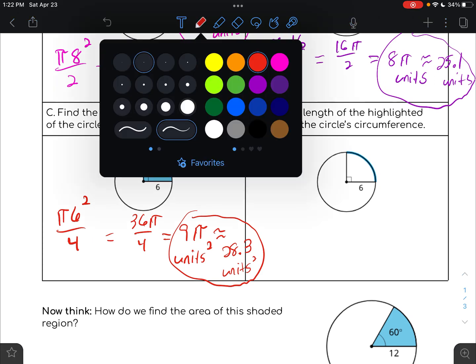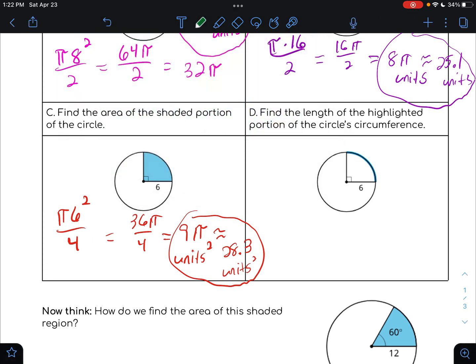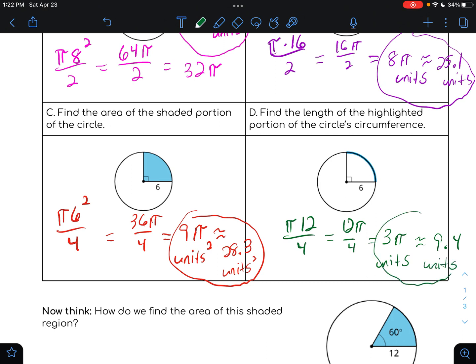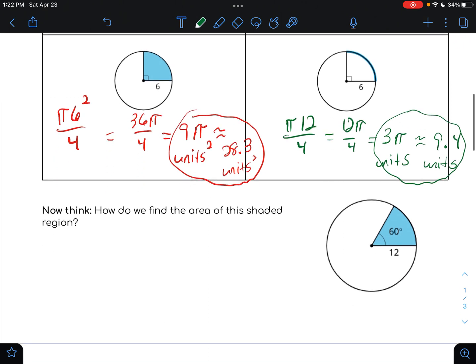And then the same thing with the circumference. If we do the circumference, pi times diameter, so again, diameter here would be 12, and we're doing 1/4 of it. So 12 pi divided by 4 would be 3 pi, 3 times pi units. So it's a length, and 3 times pi is a little bit over 9, right? About 9.4 if I did my calculations correctly here. So about 9.4 units.